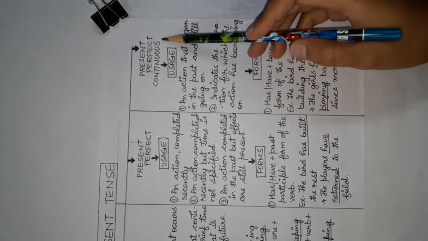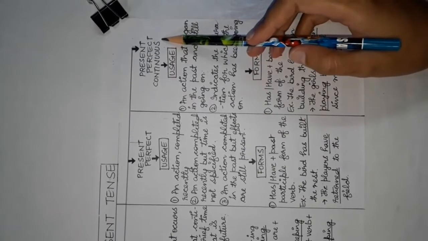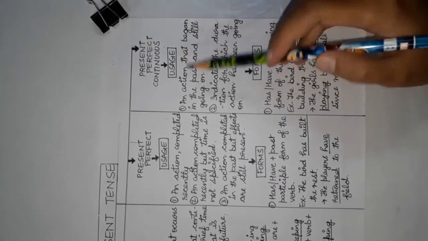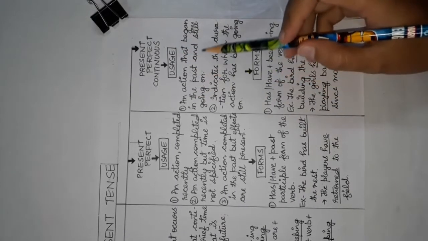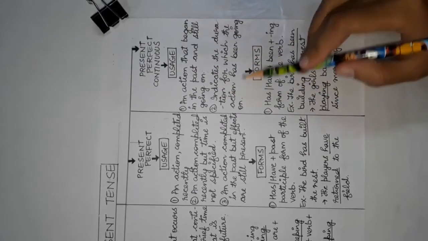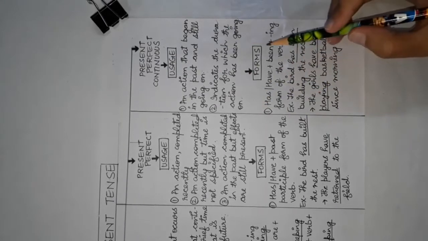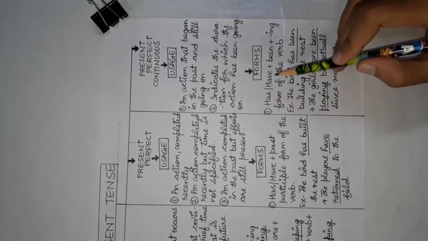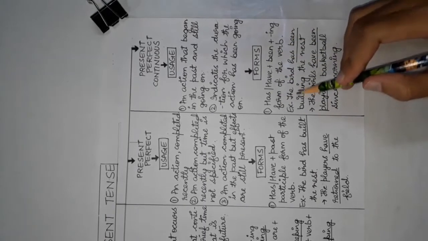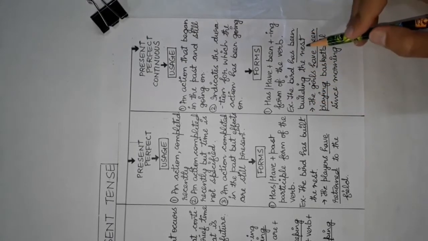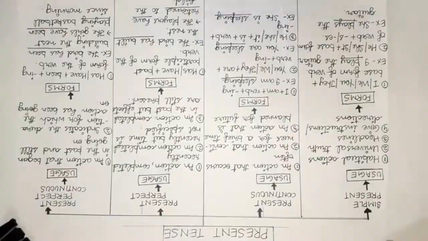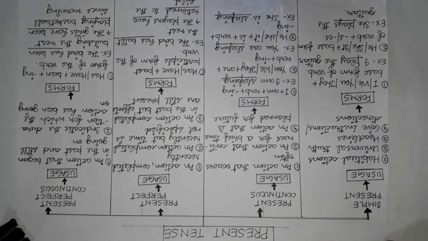The present perfect continuous tense shows an action that started in the past but still is continuing, and the usages are an action that began in the past and is still going on, and it indicates the duration for which the action has been going on. With this usage, it takes has and have, we take been and the ing form of the verb. So it will give us the bird has been building the nest, or the girls have been playing basketball since morning. So these were the four forms of present tense.